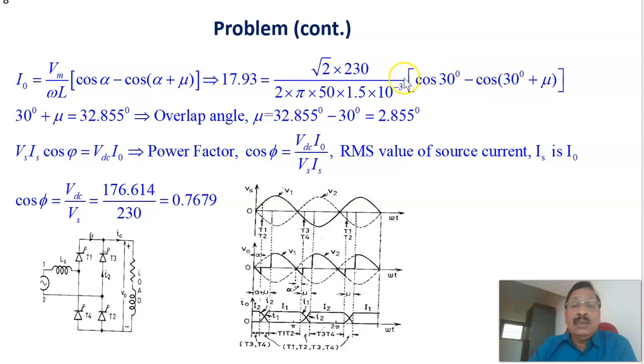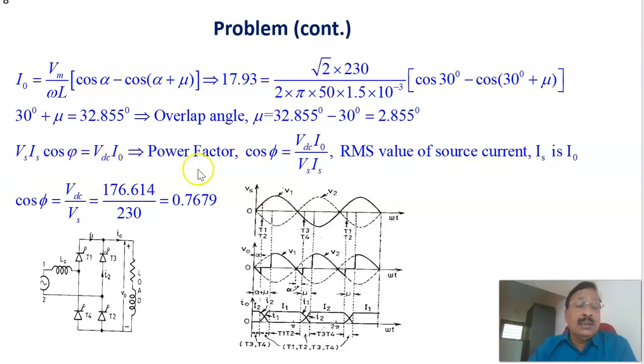Solving this equation, we get 30 degrees plus μ equal to 32.855 degrees, so the overlap angle μ can be calculated as 32.855 degrees minus the firing angle α of 30 degrees, which equals 2.855 degrees. During the overlap period there is no change in output voltage. Therefore, the overlap angle is 2.855 degrees.